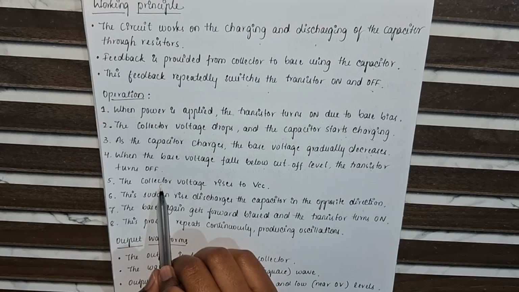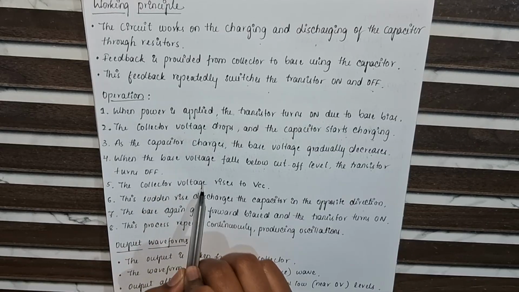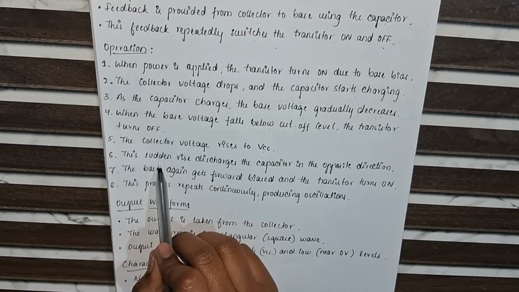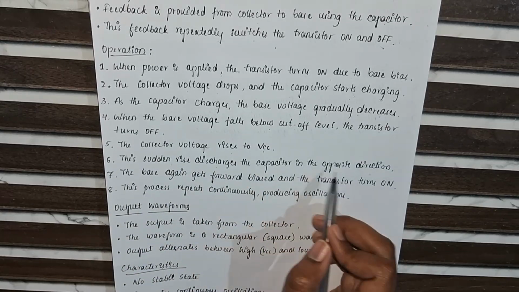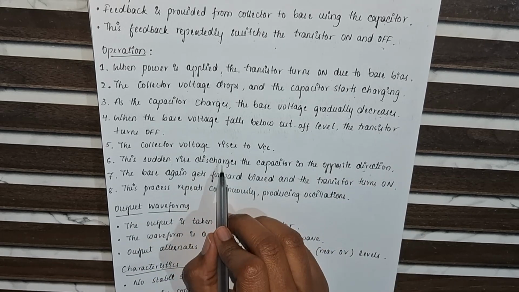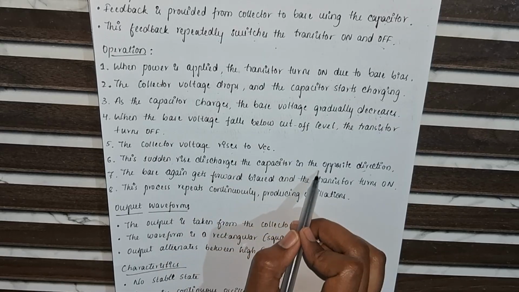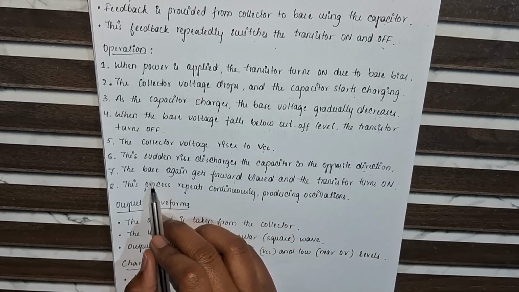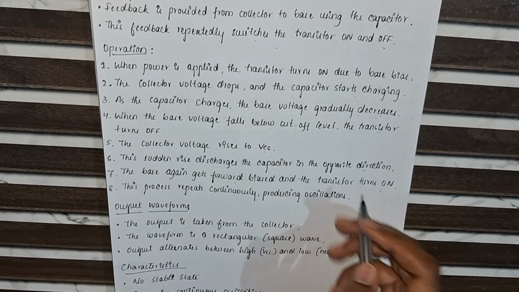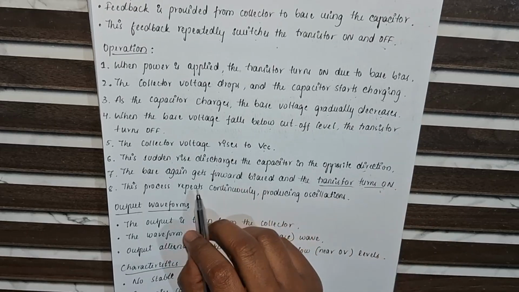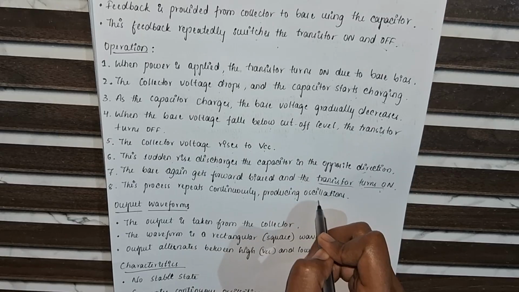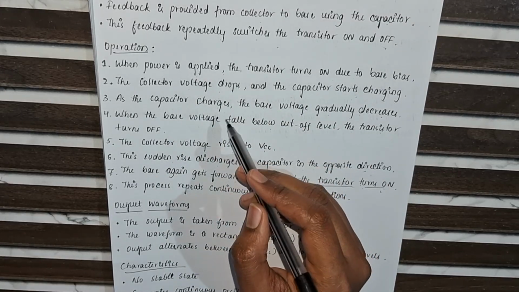The next step is capacitor discharging. As I said, the collector voltage rises to high. The sudden rise discharges the capacitor in the opposite direction. The base again receives a forward bias in the next step, so the base is again forward biased and the transistor turns on. The cycle repeats continuously. This process repeats continuously, producing oscillations. This is the process and operation we need to explain about the circuit.